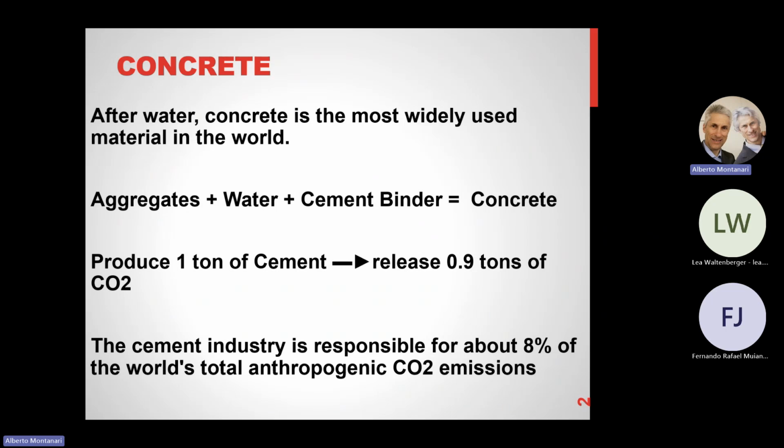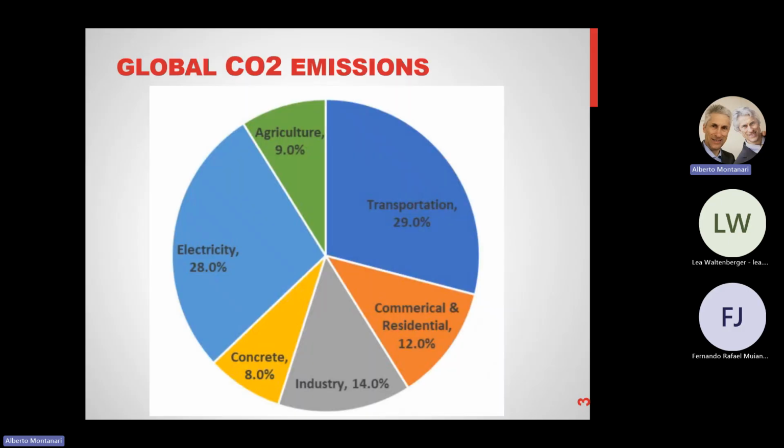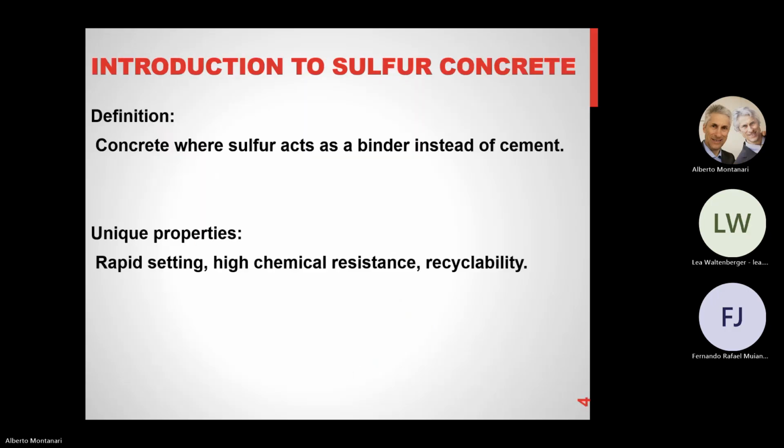And concrete is a combination of aggregates, water, and cement binding. But if you want to produce a ton of cement, it releases 4.9 tons of CO2. The cement industry is responsible for approximately 8% of CO2 emissions. Now you can see how much CO2 emission the concrete and cement industry can produce.